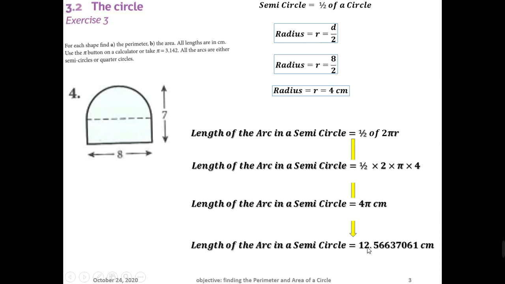So the answer correct to 3 significant figures is 12.6. You stop at the 5, look at the right, 6 is going to bring 5 up. So it's 12.6 centimeters, and this is correct to 3 significant figures. Well, this is the length of the arc.